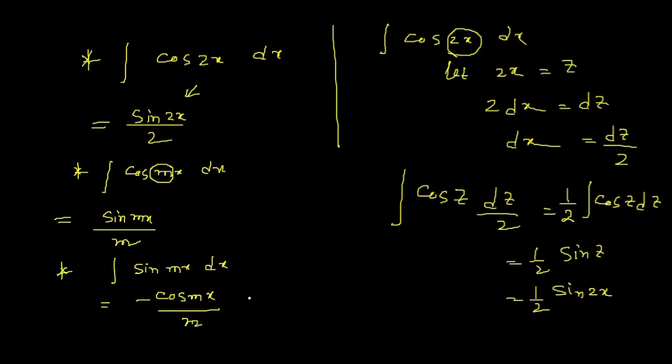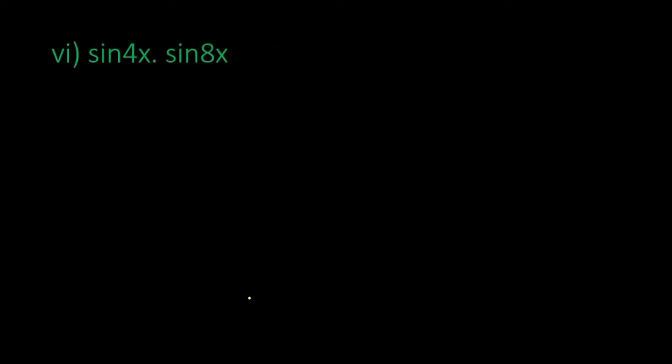So this is how we can integrate this type of function: cos 2x, cos 3x, sin 2x, sin 3x. For any function, the coefficient will be the denominator. Okay, now we will solve this one. Here we have to solve the integration of sin 8x into sin 4x dx.